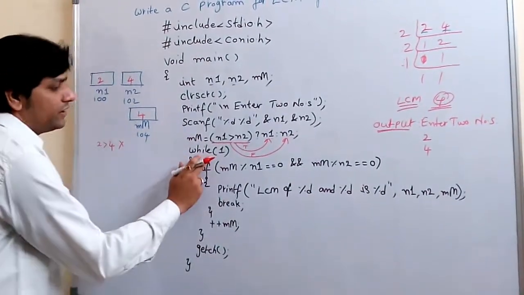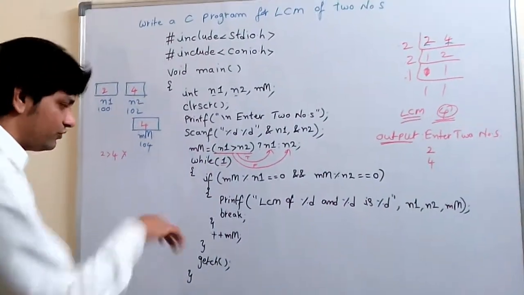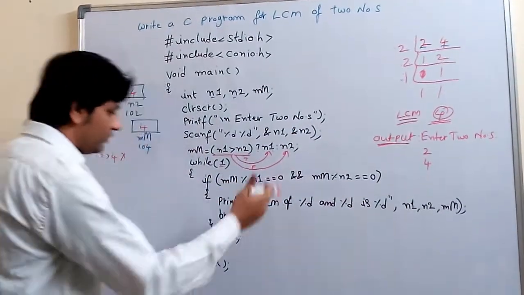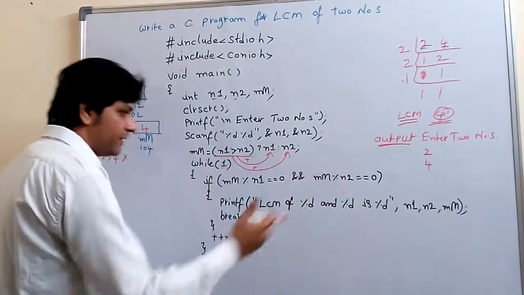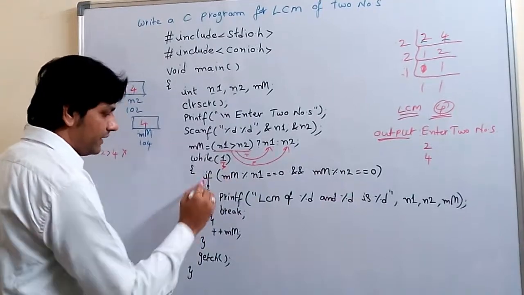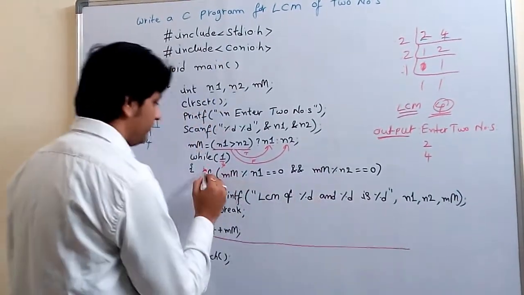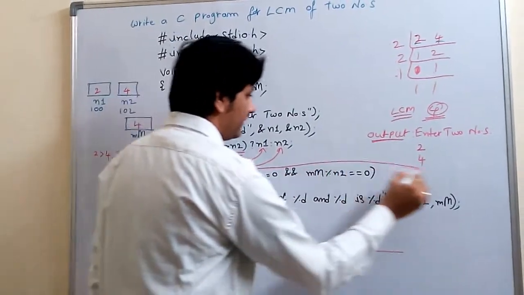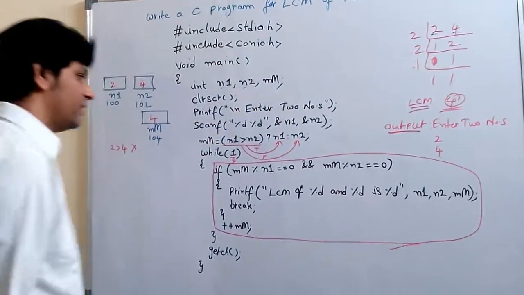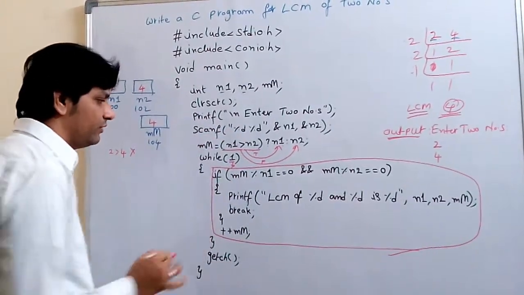Now the while loop, which we already studied. While 1 means it is always true, so it is an infinite loop. We are going to break the loop using a break statement. While 1 means true, it will come and perform all these statements. Now what is inside the while loop?